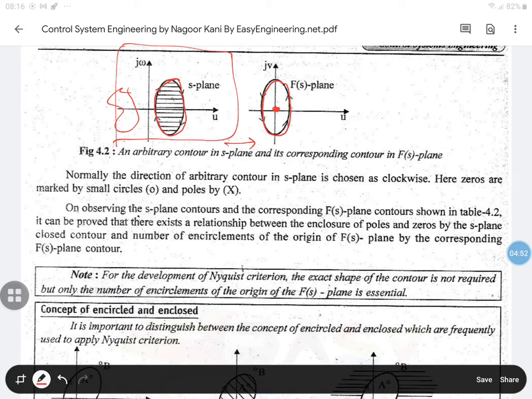You have to plot in the s plane and you have to plot in the f of s plane, and for the Nyquist criterion you have to look into the f of s plane. The Nyquist criterion is particularly dependent on the f of s plane. You predict or calculate the stability using the plane in the f of s domain, so the f of s plane is more important in the Nyquist stability criterion.